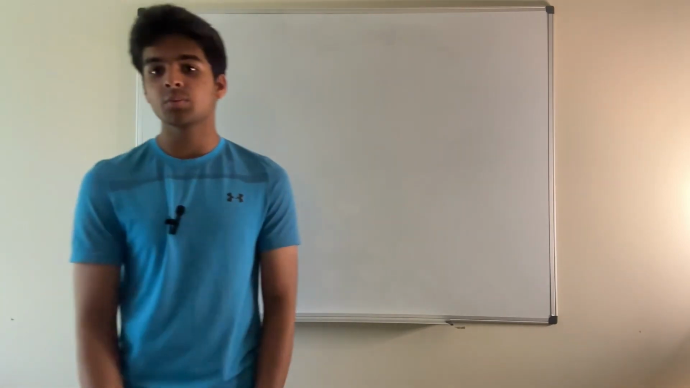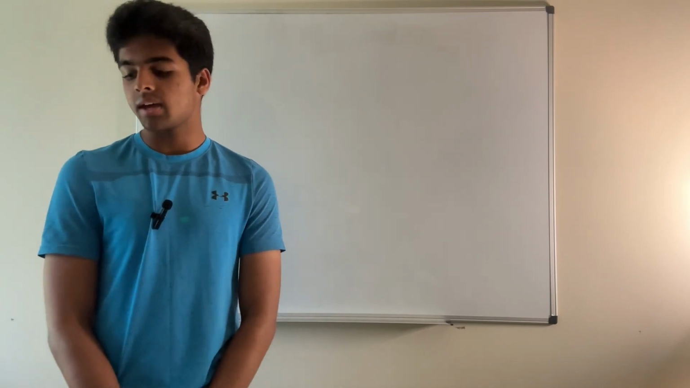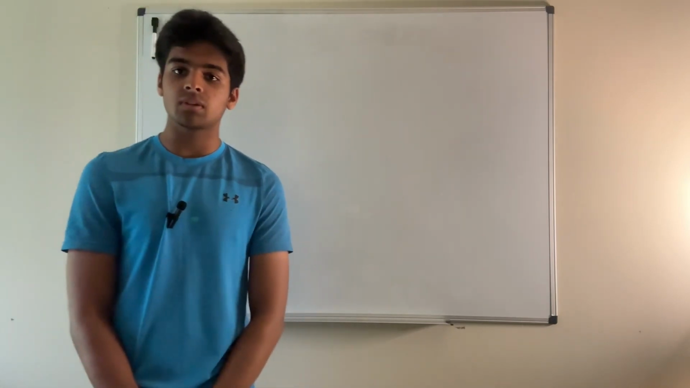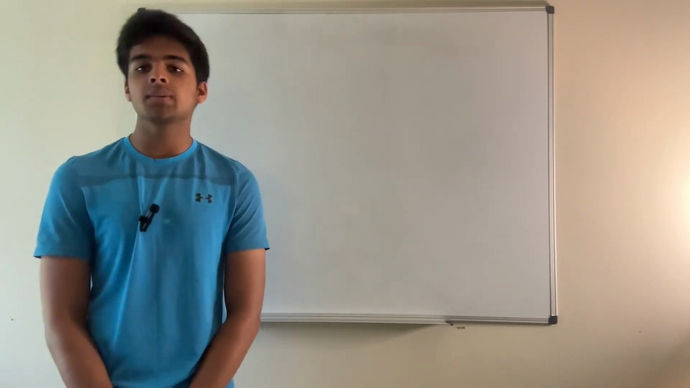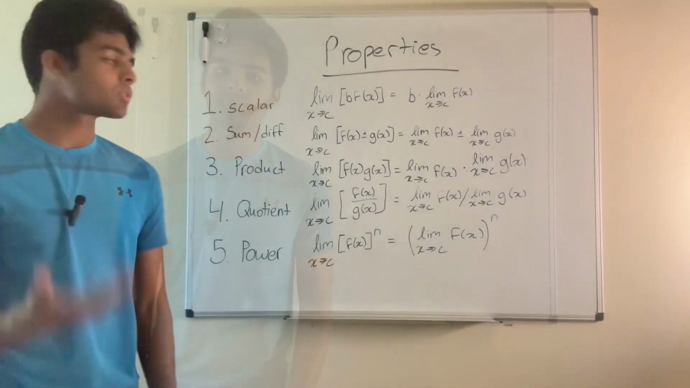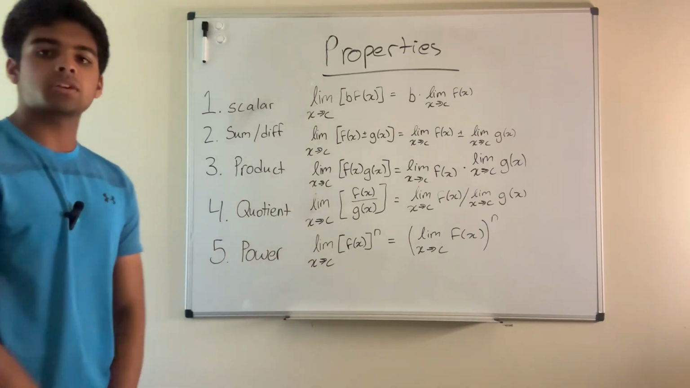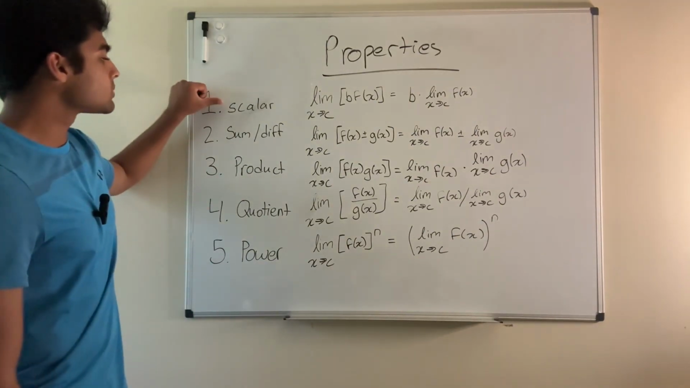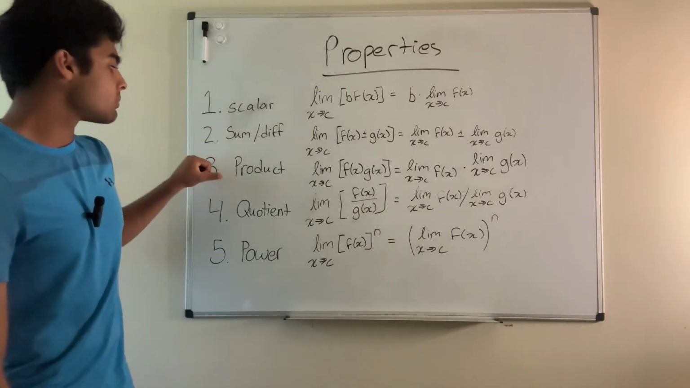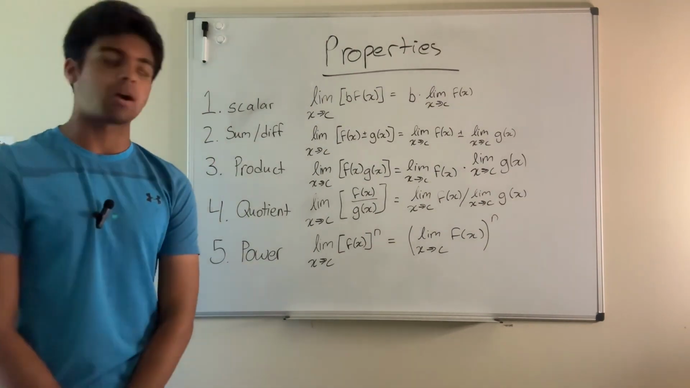So we will be continuing with the AP Calculus curriculum, and today we will be covering the properties of limits and how to solve for limits algebraically. Now if you're ready, I am too. Let's get started. So for the different properties of limits, you can see that there are 5 main properties that you have to memorize. There's the scalar multiple, the sum or difference, the product, the quotient, and the power properties.